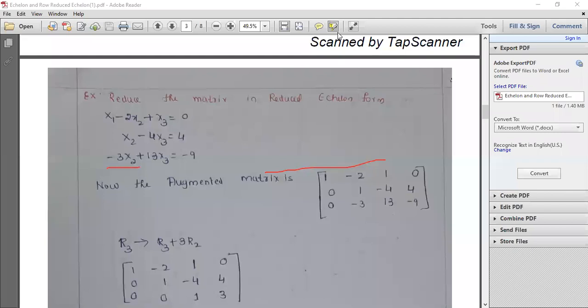Now see this example. In this example, they ask us to reduce the given matrix to reduced echelon form. So this is our linear system. The first row is 1, minus 2, 1, 0. Similarly, the next row has first coefficient 0: 0, 1, minus 4, 4. And the last row has first coefficient 0: 0, minus 3, 13 and minus 9.